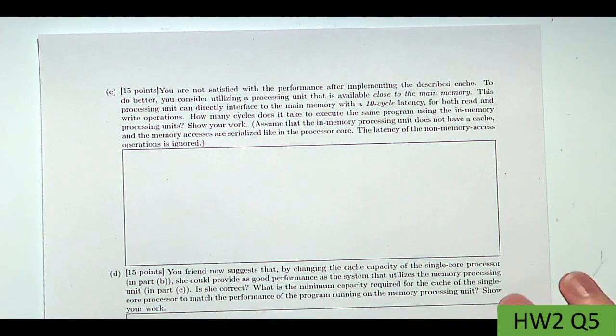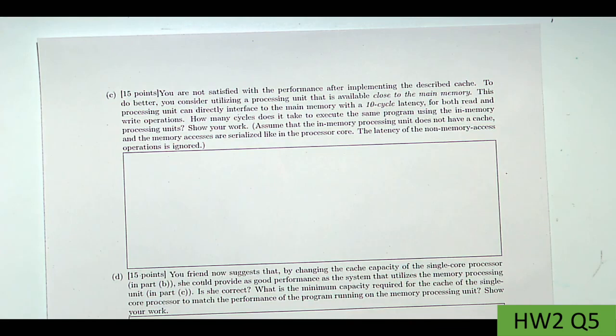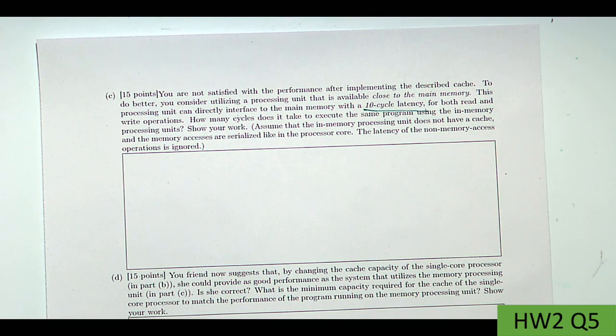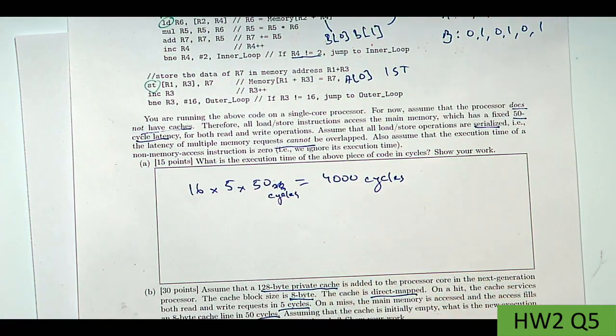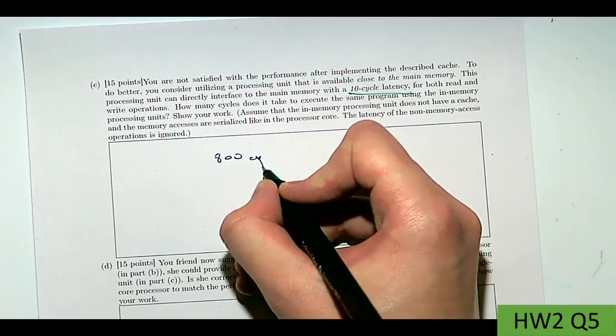I will continue with part C. This part is very similar to the first part, which was very easy, where we had a processor without any caches, and we directly accessed the main memory with 50 cycles. But here, instead, it says that we have a near memory processor, which has only 10-cycle access latency to the data in the main memory. And we don't have caches again. So this is the exact same calculation that we need to do for part A, except we change 50 with 10. And then you end up with 800 cycles of execution time.